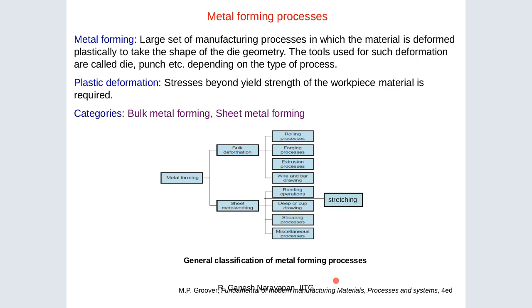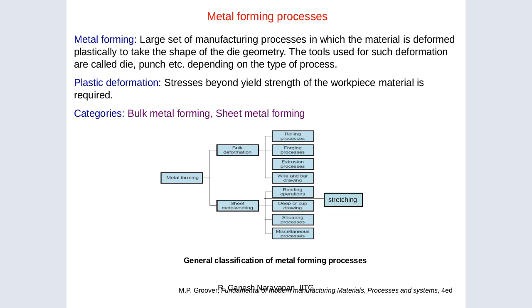So depending on the type of process. Plastic deformation, what is this plastic deformation? It is the stress beyond yield strength, and we say that the yield strength is the strength beyond which a substance, a metal, or an item can bend. So beyond that yield strength, it breaks. So that is the yield strength. So the stress beyond yield strength of the workpiece material is required. That is the plastic deformation.